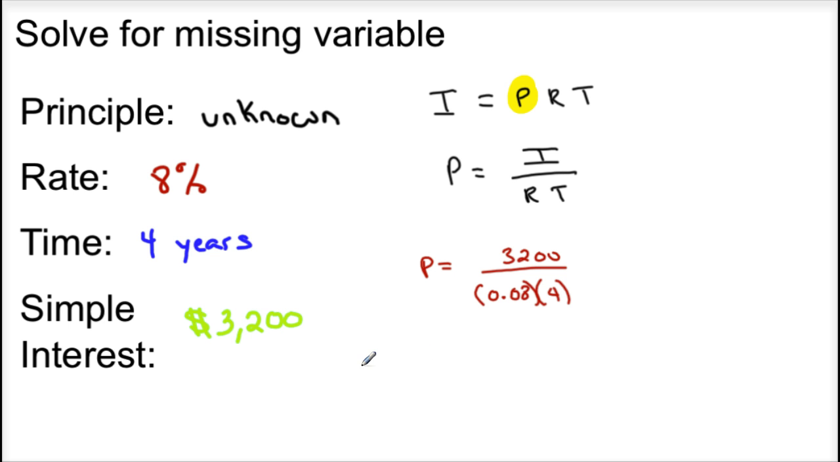So again, on our calculators, P equals 3,200 divided by, in parentheses, 0.08 times 4, and we should get an answer of $10,000. So the original principal, original amount invested, was $10,000.